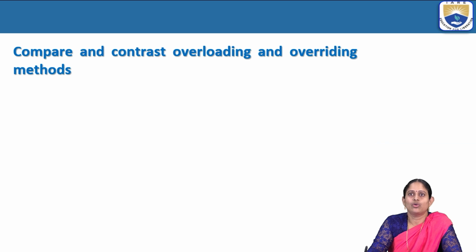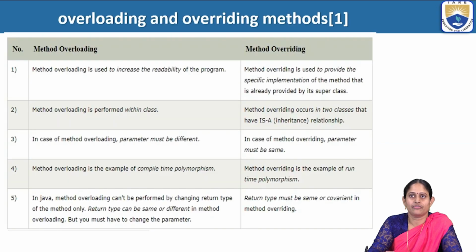So overloading and overriding methods are two forms of polymorphism, wherein method overloading is compile time polymorphism, which occurs during compiling, whereas method overriding occurs during runtime. So it is also called runtime polymorphism. Method overloading is used to increase the readability of the program.